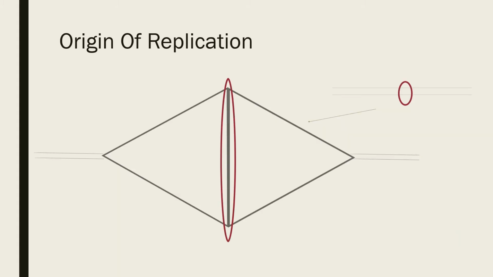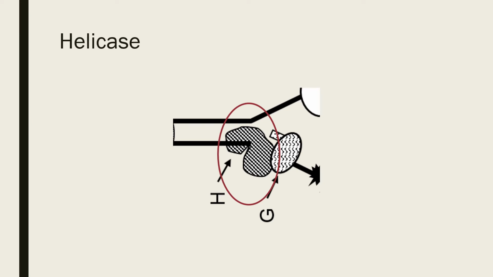The spot on the DNA where replication begins is called the origin of replication. Prokaryotes only have one of these, while eukaryotes have multiple ones, each producing two replication forks that proceed to either side. In order for replication to occur, the two parent strands of DNA have to be separated, which is done by helicase, which breaks the hydrogen bonds between the nucleotide pairs.